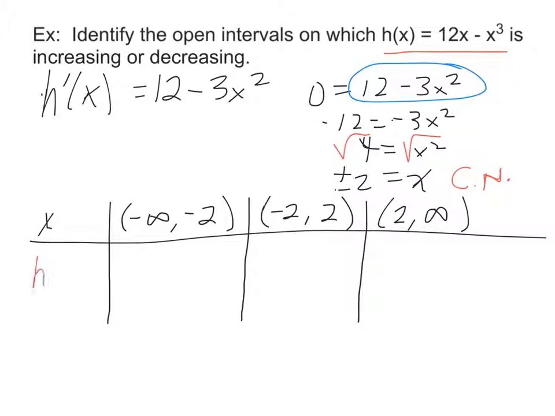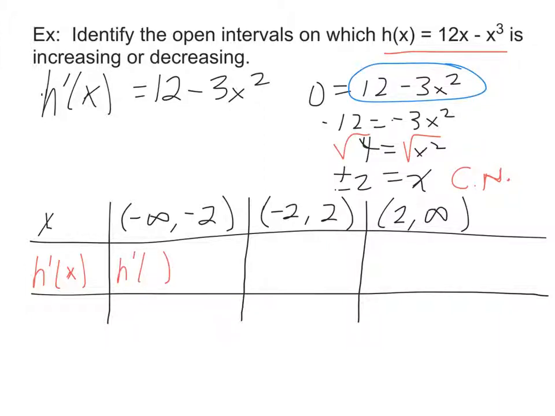So, looking at h here, let's pick a test value in this first interval and check our derivative at that test value. I just need a number in this interval from negative infinity to negative 2. Let's say, how about negative 10? I can pick whatever I want in that interval. If I plug negative 10 into my derivative, I'm going to have 12 minus 3 times negative 10 squared. That's going to be 12 minus 300, so I'm going to get a negative value. I don't care what it is, I'm just looking for the sign. That's why it's called a sign chart.